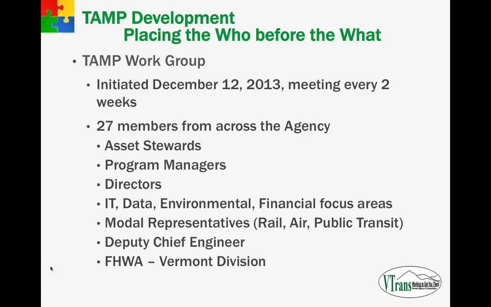So just kind of stepping backwards a little bit, our Transportation Asset Management Plan has been under development since about December 2013. We meet roughly every 2 weeks and continue to meet. The work group is composed of about 27 people from all different kinds of areas. Some are asset stewards or program managers, directors or deputy chief engineers. We have representation from the different modes, rail, air, public transit, and we have a local representation from our Federal Highway Division also on that group.